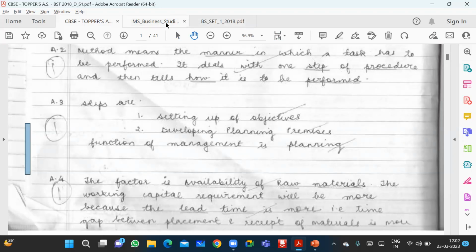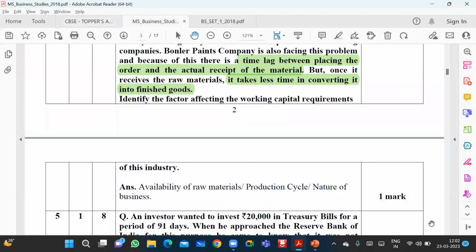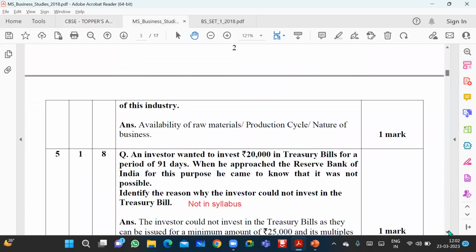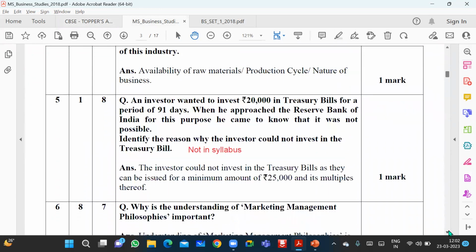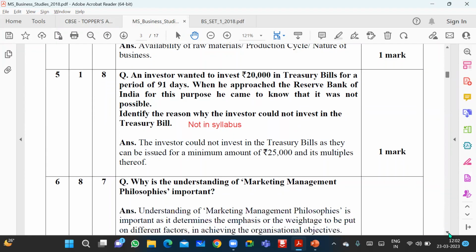Now come to question number 5. Question number 5 is regarding identification. Identify the reason why the investor could not invest in the treasury bill. Treasury bill is basically a money market instrument, and this is not in the syllabus for this year, so we can skip it. Now, come to question number 6.